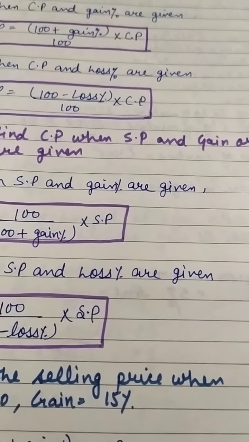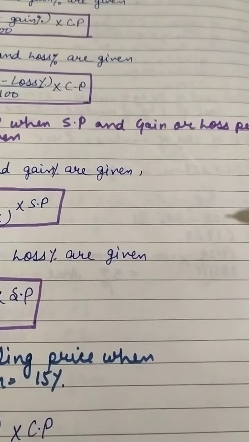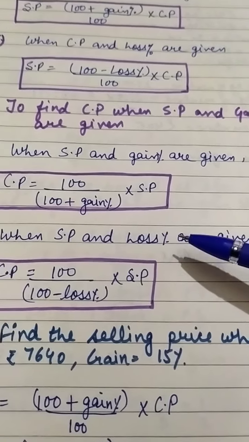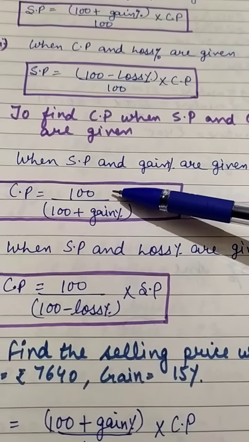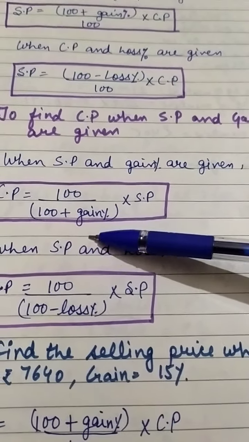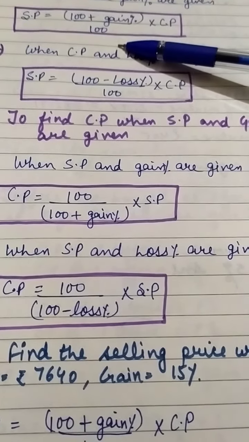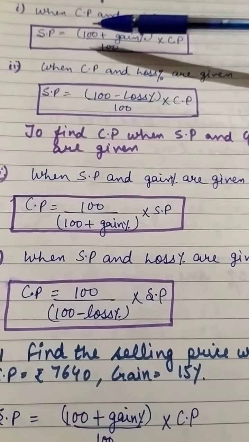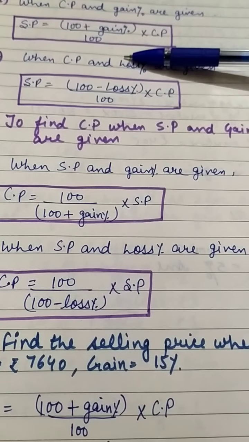is not given, but when we have to find out CP and SP and gain or loss percent are given, so it is very easy to use the direct formula, that is 100 upon 100 plus gain percent. Here we had 100 upon in the earlier formula, we just invert it, because you can see cross multiplication has happened, the 100 goes to the denominator and this comes down.